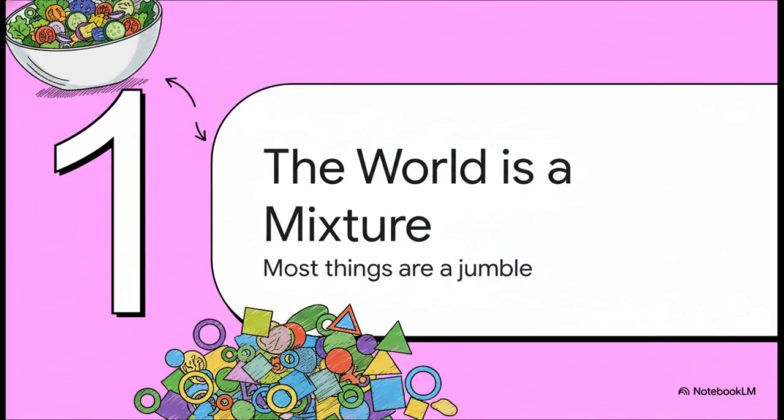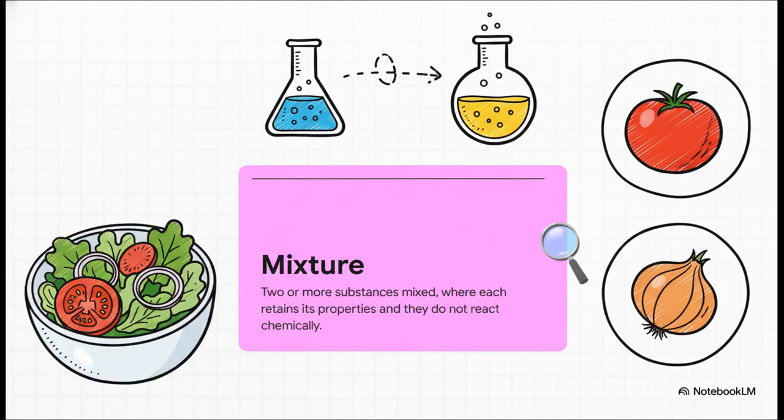And the first big answer, the first piece of the puzzle, is that most of the world, including that salad, is a mixture. It's not just one single thing. It's a jumble of different substances all thrown together. So what exactly do we mean by mixture? Well, it's when you combine two or more things. But, and this is super important, they don't chemically react. Each ingredient just hangs on to its own identity. In our salad, right, the tomato is still a tomato, and the onion is still an onion, even when they're sitting right next to each other.